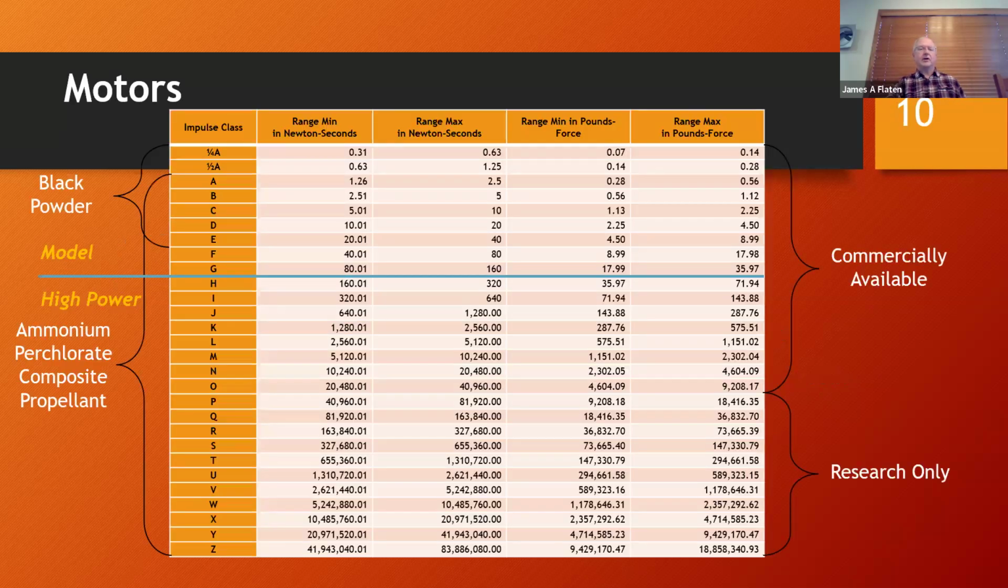And then here's just a list. So I already mentioned the fact that model rockets are essentially A or half A or quarter A. That's the smallest. These are all impulse classes up to the letter G. And then that big line there means this is where high power starts.